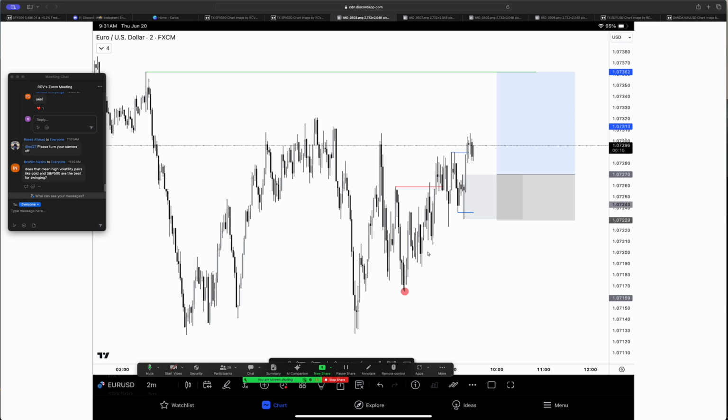There's no such thing as the best pairs for swinging, scalping, or intraday trading. It just depends on the type of trade that you're taking, not on the pair. It depends on the time frames that you're using, right?